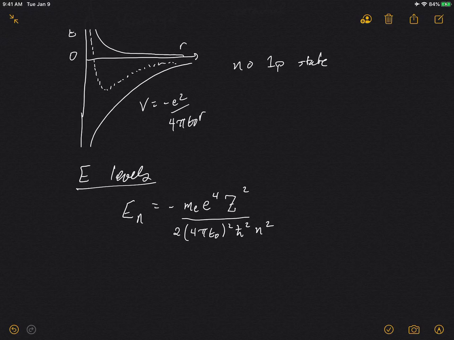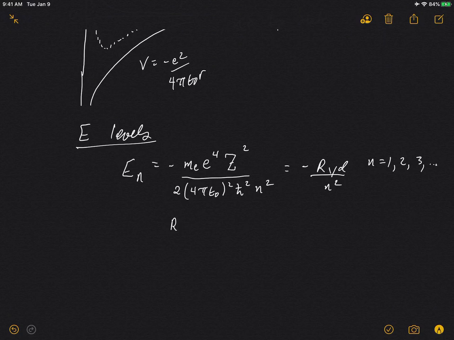In fact, we can take all of these constants and call them something called Rydberg. And Rydberg has units of energy. And our quantum number starts at 1 in this case. So we end up with a series of energy levels: minus Rydberg over n squared.